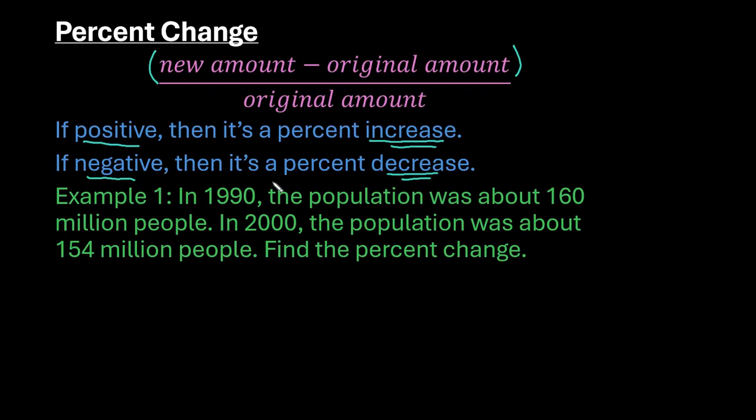So in 1990, the population of a certain country was about 160 million people. In 2000, the population was about 154 million people. So we're going to start with the 160, so that's our original amount. And in 2000, this is going to be our new amount, 154 million. So if we plug that into our equation, we would do 154 minus 160 over the original amount of 160.